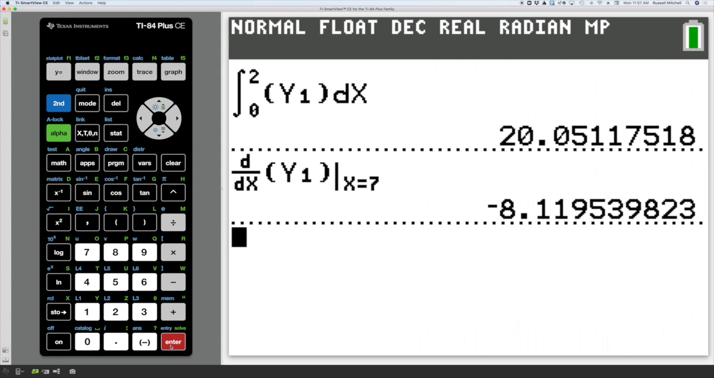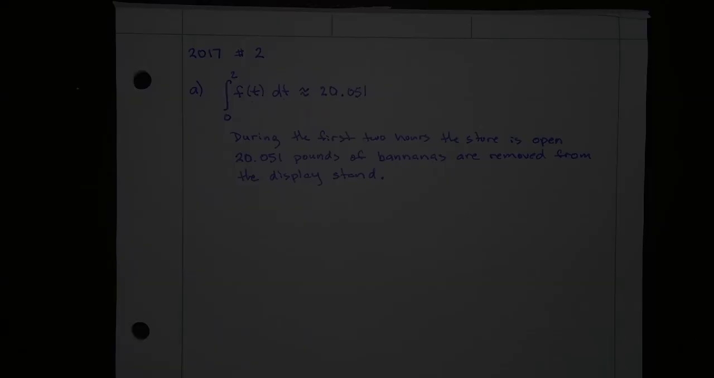And we get negative 8.1195. So you could either answer this as negative 8.119 or negative 8.120, because the 5 will make this 9 become 10, which makes the 1 become 2, if we carry the 1. Okay, so let's go back and record this on our paper.